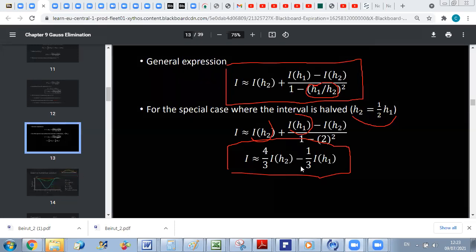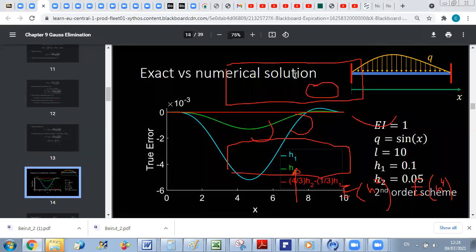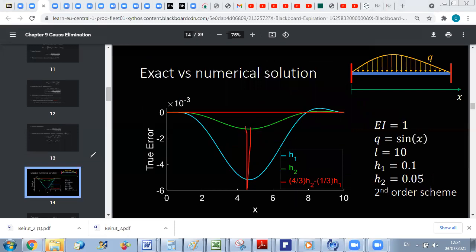And from here, I can expect that using this combination, my error will be reduced a lot, because I moved from an error of order h squared to an error of order h to the power 4. You can see this in this graph again. So I will go back to this graph to tell you that by combining these two and using the formula we adopted in the previous slide, we were able to reduce the error to a big extent.